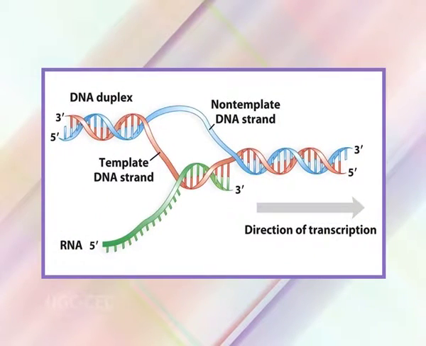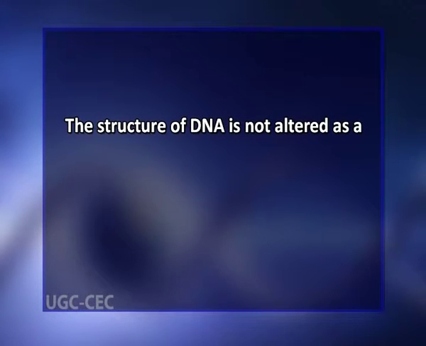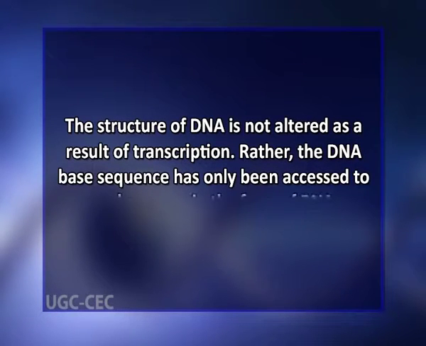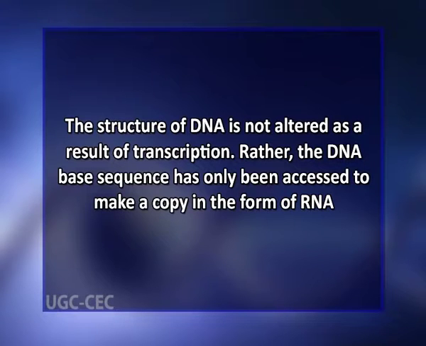The first step in this process is called transcription, which literally means the act or process of making a copy. In genetics, this term refers to the process of synthesizing RNA from a DNA sequence. The structure of DNA is not altered as a result of transcription. Rather, the DNA base sequence has only been accessed to make a copy in the form of RNA. Therefore, the same DNA can continue to store information. DNA replication provides a mechanism for copying that information so it can be transmitted from cell to cell and from parent to offspring.